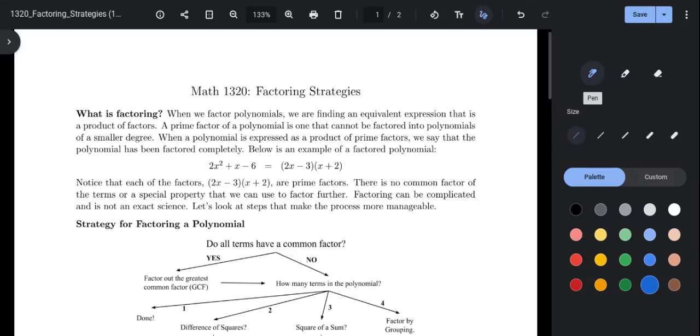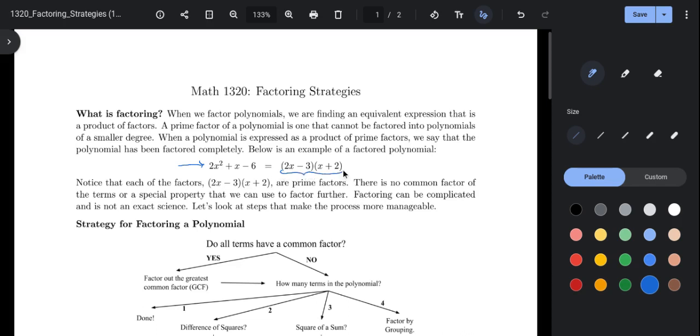In this video, we're going to talk about factoring polynomials. And so what is factoring? When we factor polynomials, we're finding an equivalent expression that is a product of factors. So for example, let's take this polynomial here, 2x squared plus x minus 6. When we factor it, we are wanting to express it as a product of factors, which is what we have here on the right-hand side.